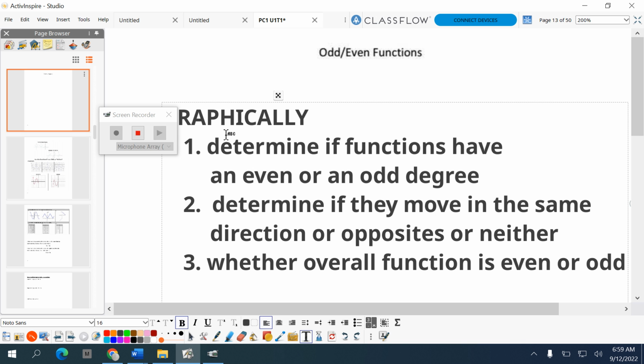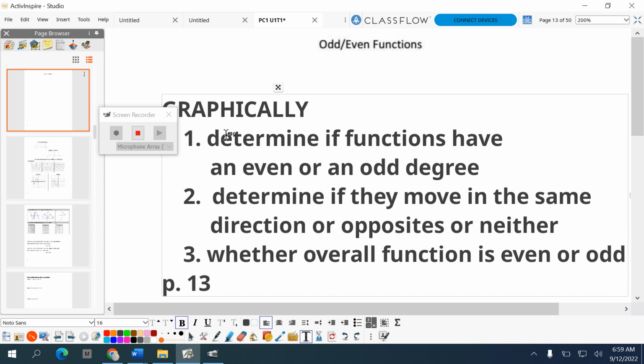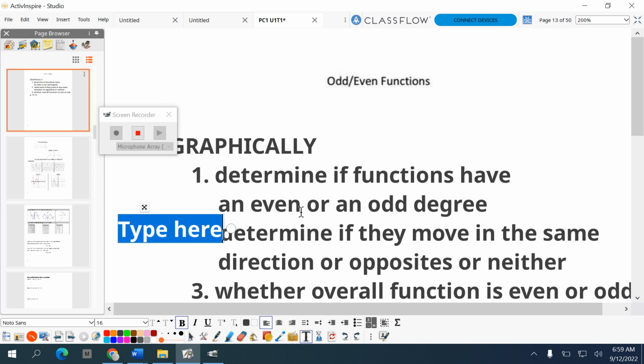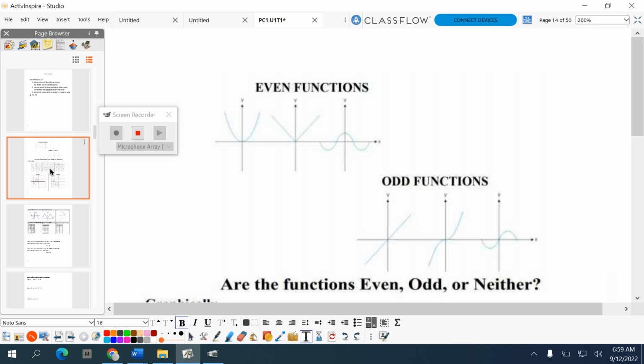And we'll only be doing pages 13 through 14 today. I'm sorry, 13, 14, and 15 today. And that will allow us to do 16, 17 on Tuesday, and then 18, 19 on Wednesday, Thursday. So hopefully we'll be able to do a card sort today. If we don't do it today, we will definitely do that tomorrow. Now let's move on to graphically.